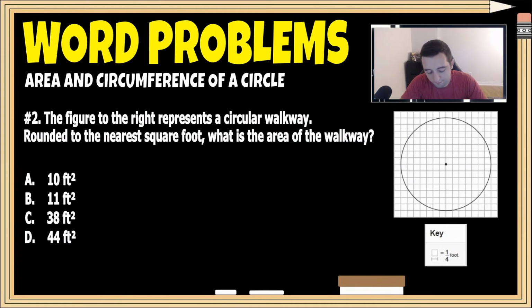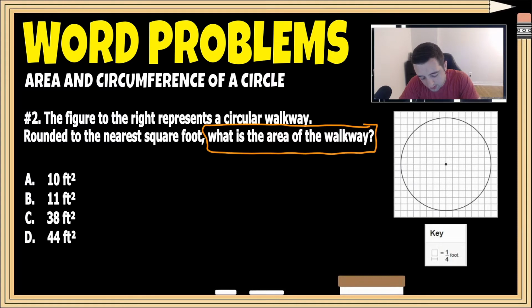Number 2 says the figure to the right represents a circular walkway, and rounded to the nearest square foot, what is the area of the walkway? So again, I'm going to box in my question here. What is the area of the walkway? And I'll circle the term that we are focusing on, area. We know that formula, because we just did it, is area equals pi times the radius squared. And again, I'm approximating pi at 3.14.